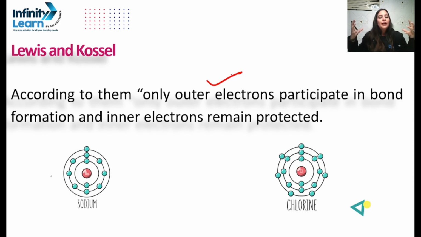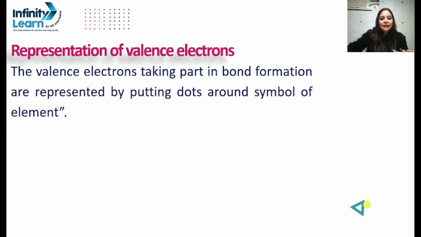So Lewis and Kossel, in order to explain it, said that whenever atoms combine with each other, only valence shell electrons are going to participate. I hope this is clear, that only outermost shell electrons participate. Inner electrons remain protected. They don't participate in any bond formation. So I hope it's clear.